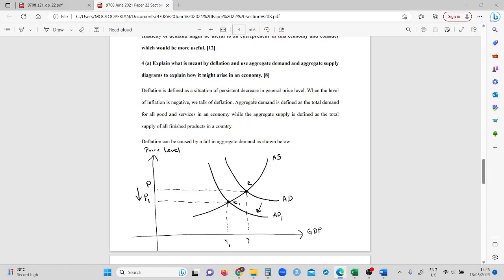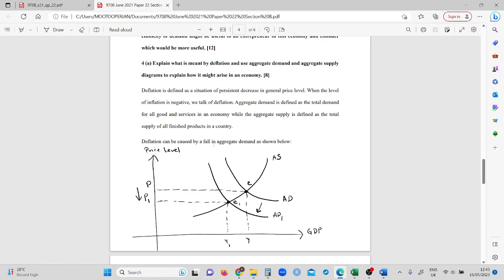Now, you can also define AD and AS because it has been provided in the question. Aggregate demand is defined as the total demand for all goods and services in an economy, whereas aggregate supply is defined as the total supply of all finished products in a country. So aggregate demand means total demand, aggregate supply means total supply. So there, a small introduction, that is correct. Now, simply, it is an 8-mark question. We go straightforward, we answer the question straightforward.